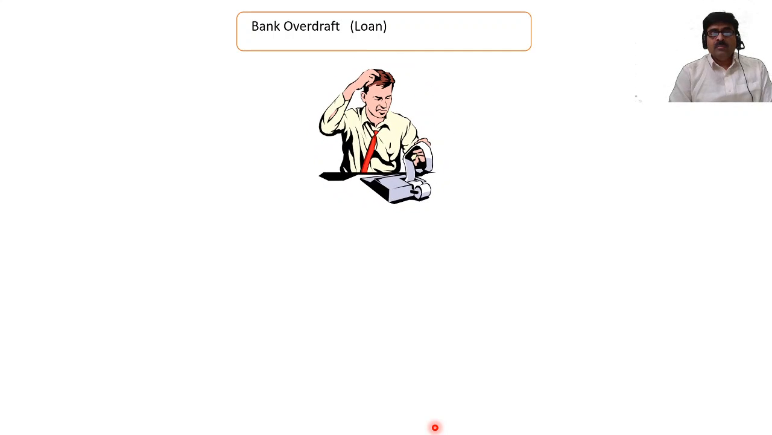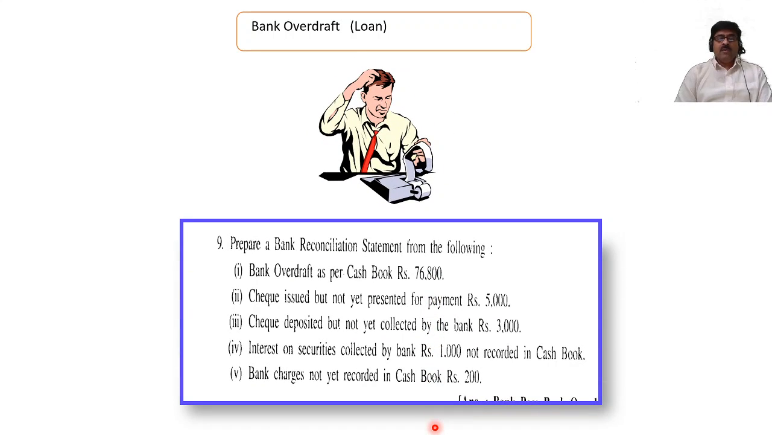Now look at one question. Illustration. Prepare a bank reconciliation statement from the following. Bank overdraft as per cash book, means cash book is showing a credit balance of 76,800. It certainly means that passbook is showing a debit balance of 76,800. Now, transaction by transaction, we have to rectify the error.